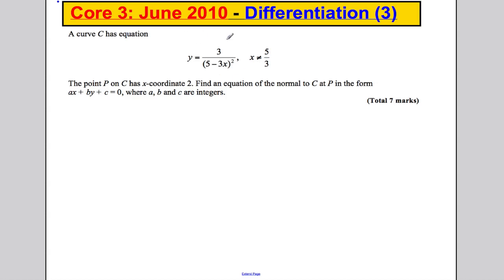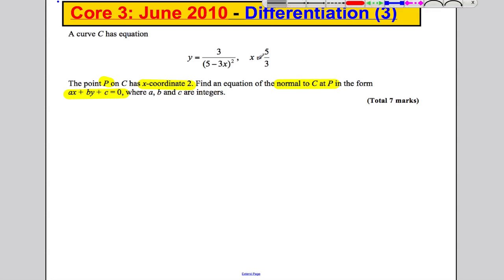Okay, we've got a curve. We're told that x can't be 5/3 because otherwise the bottom would be 0 and we can't divide by 0. We have a point on the curve, P, and we're told that its x coordinate is equal to 2. Find an equation of the normal to C at P in this form.